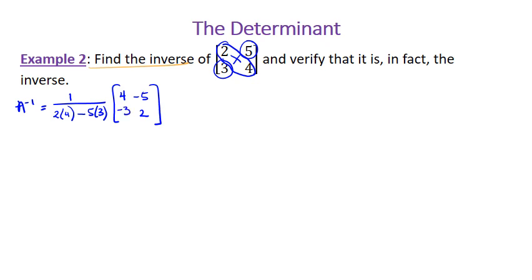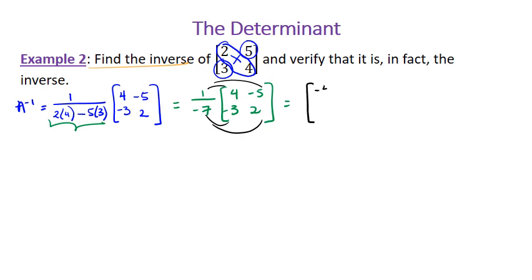Then we simplify and perform scalar multiplication. So when I simplify the determinant, I end up with 1 over negative 7 times this new and improved matrix. So now scalar multiply, so everything gets multiplied by negative 1/7, and my result is the following: negative 4/7, 5/7 in the first row, and then 3/7 and negative 2/7 down here. So if we have correctly done all of our math here, this would be the inverse.